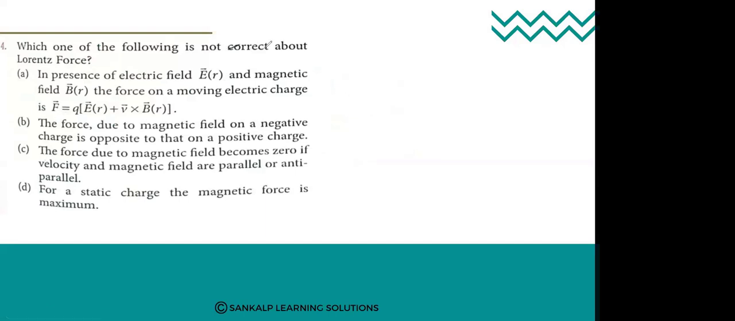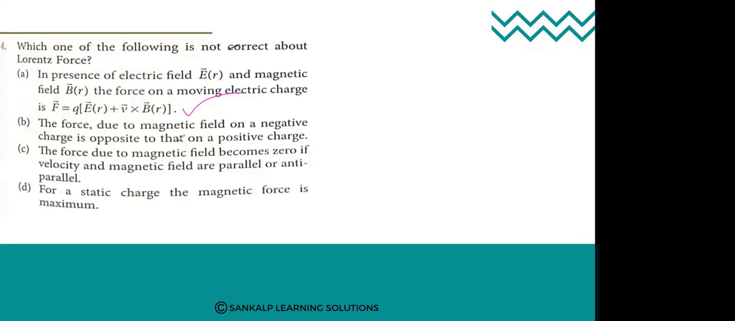So the next question. Which one of the following is not correct about Lorentz force? As you know, Lorentz force is the law which gives the relation between magnetism and current. So combining magnetism and current, Lorentz law says: in the presence of an electric field and magnetic field, the force on a moving electric charge is given by F equals QE plus V cross B.